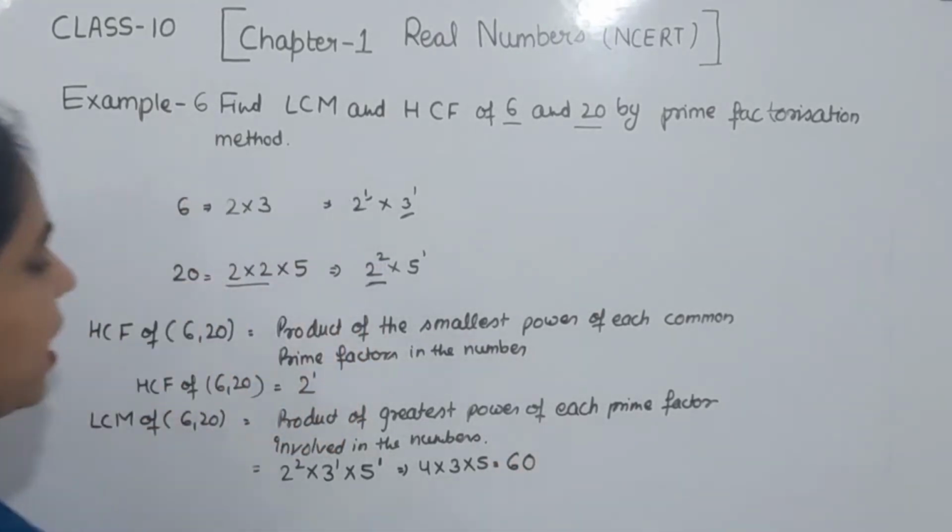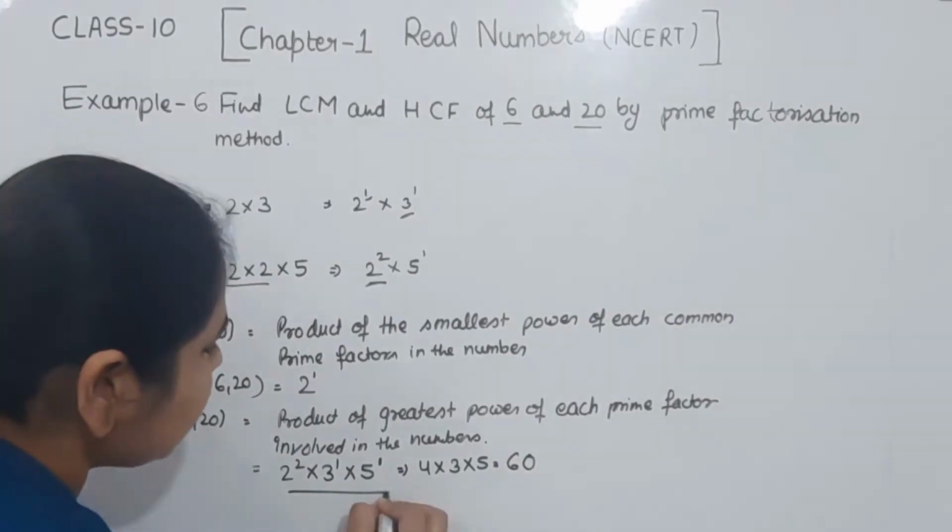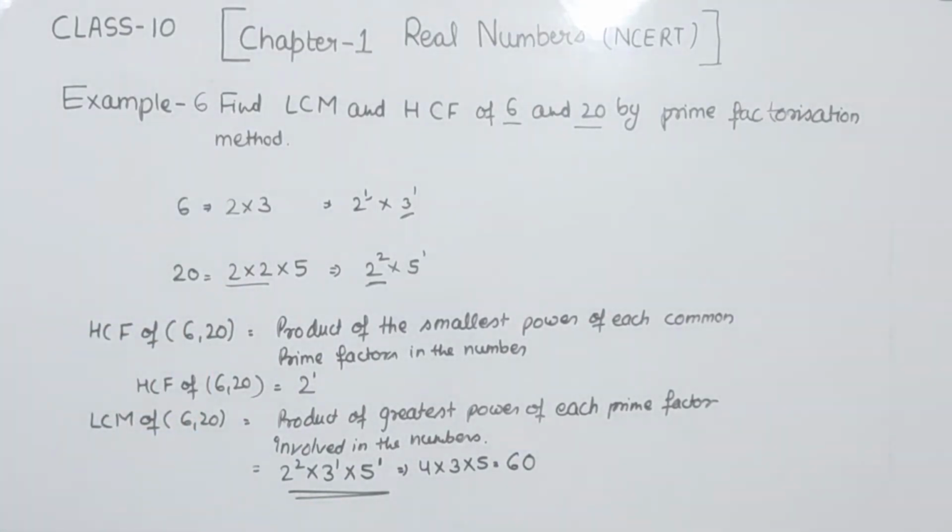So this one is equal to 60, or we can write this as the LCM of 6 and 20. So this one is equal to 60. So the HCF we are having is 2 and the LCM we are having is 60. So with this one we have completed example number 6. Now comes the next one.